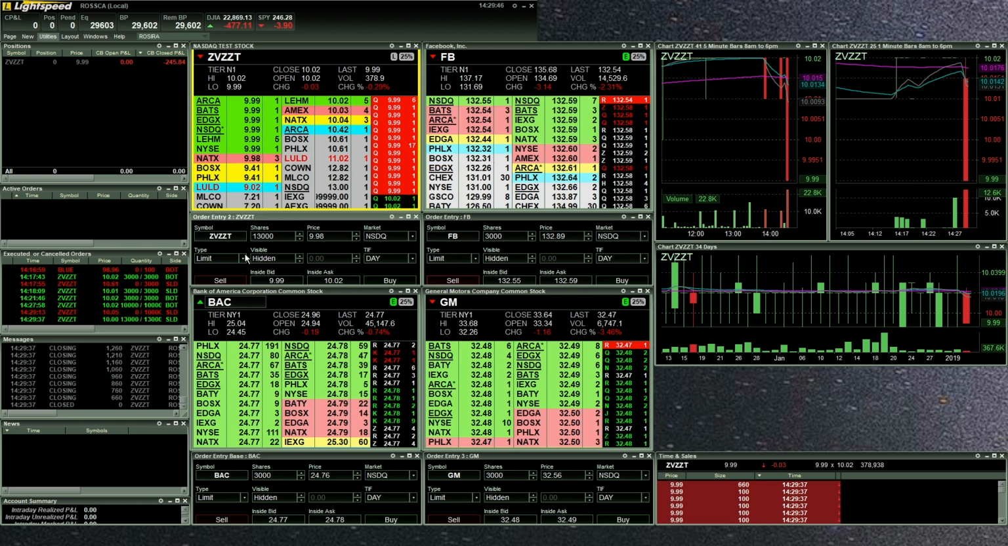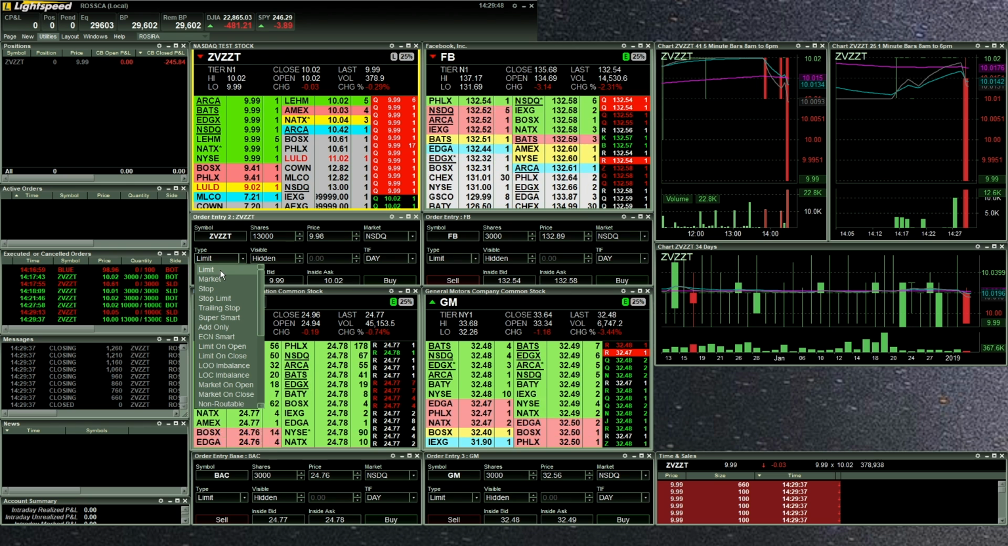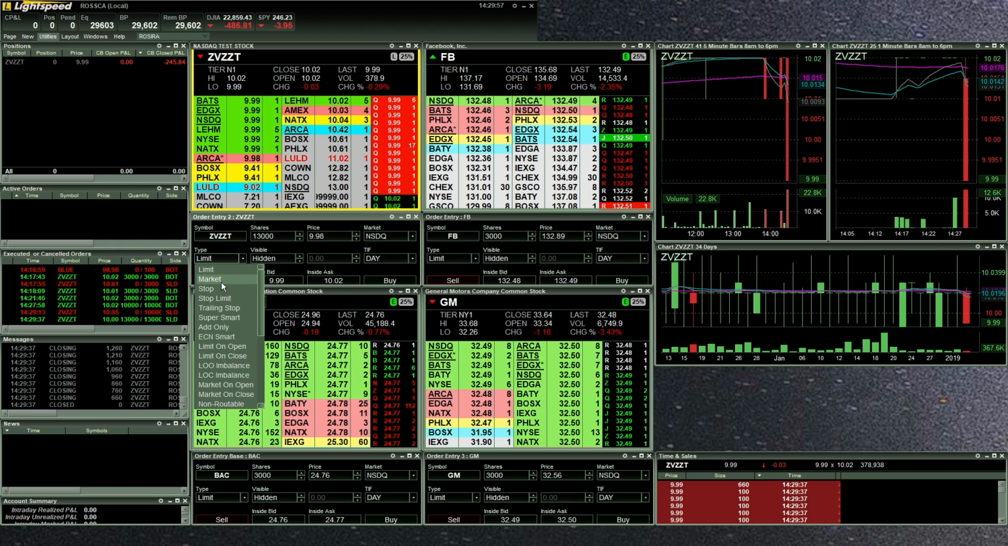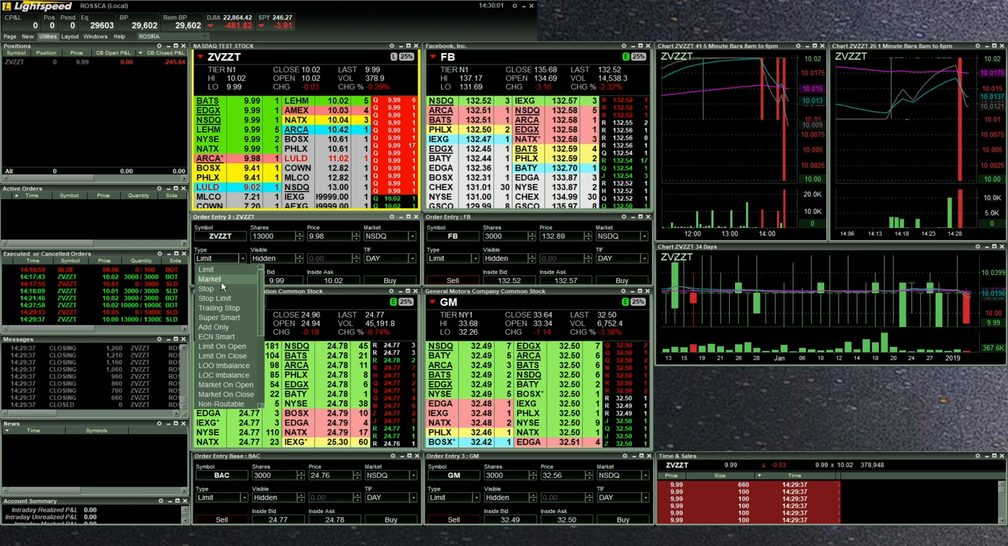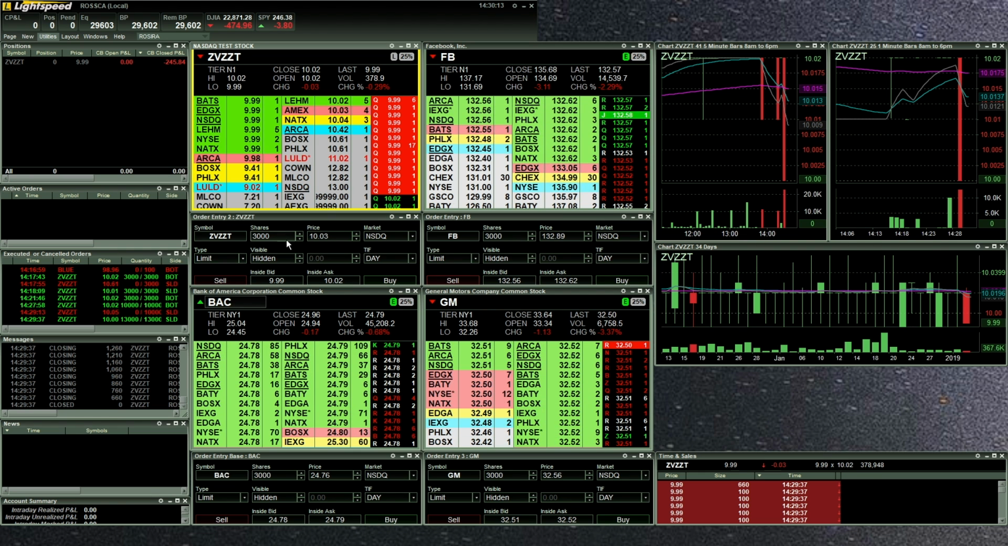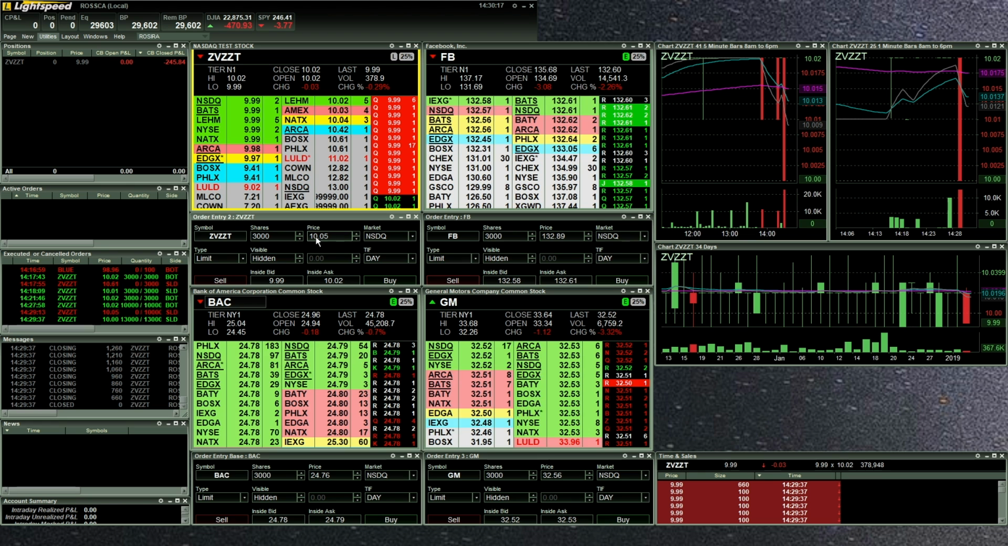All right, so this is what most traders are going to use. Now, in addition to market orders and limit orders, you have what are called stop orders. This is the third type of order. A stop order is an order that will not trigger until the price crosses a certain price that you determine. So what I could do in the case of ZZT is I could say, let's say I want to buy this, but I don't want to buy it until it crosses 10:05.